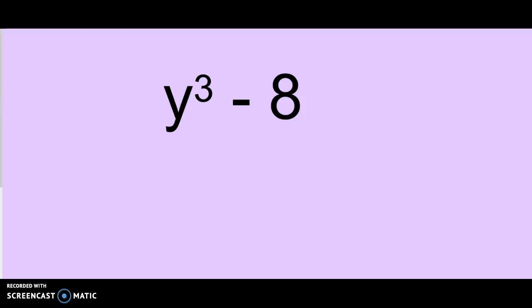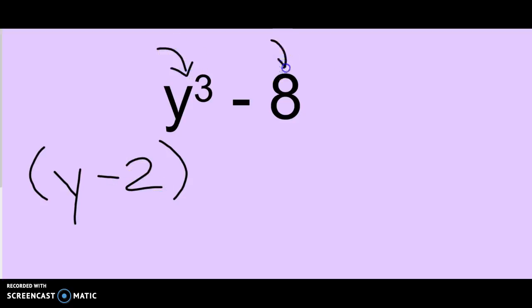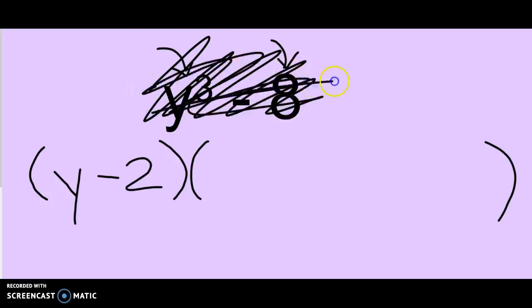So the very first factor is always a binomial. So we're going to write our binomial factor, and that's going to be y minus 2. We're basically taking the cube root of that and the cube root of that. And then we don't even go back and look at this anymore. Just don't look at it. All right, you're done with it.